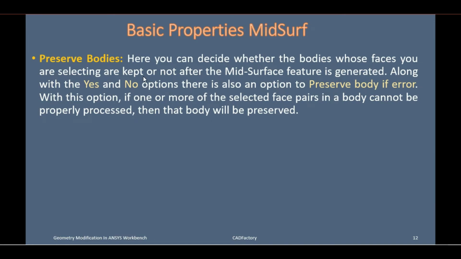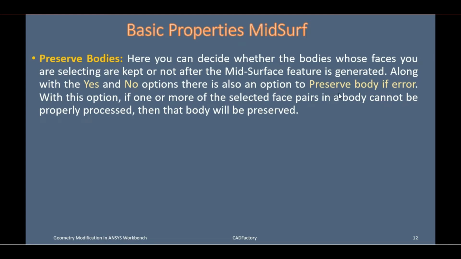When you create or extract mid surfaces from your solid body, there is an option to preserve body. The default option is no. If you set this option to yes, it will generate the mid surface as well as keep your original body as it is. If you keep no, it will remove your solid body and only keep your surface body.